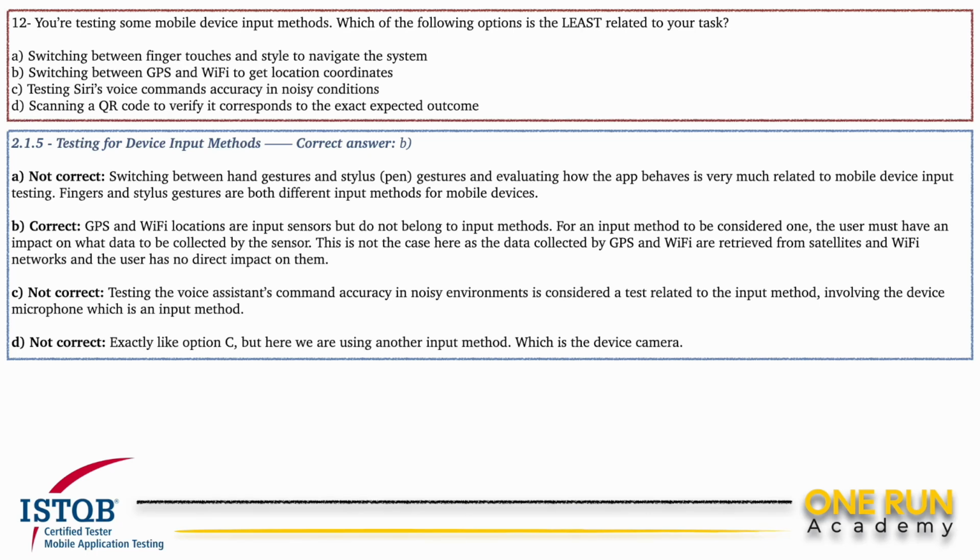This takes us to the conclusion that the correct answer to this question is option B, switching between GPS and Wi-Fi to get location coordinates, which is the least considered as an activity relevant to testing mobile device input methods.